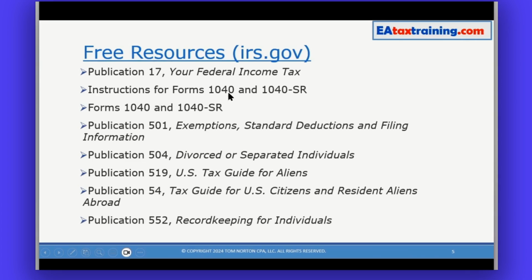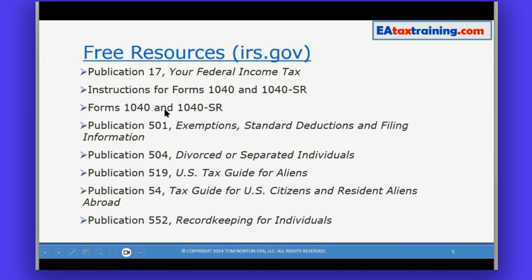Now, this is just one set of instructions that covers both forms. It's not 2 different sets of instructions. But those 2 things together, publication 17 and the 1040 form instructions, will have most of the information you need for part 1 of the exam. You need to get those and read them and study them.